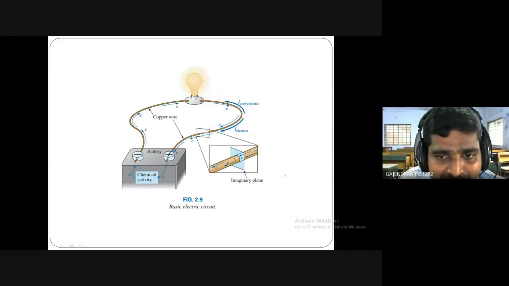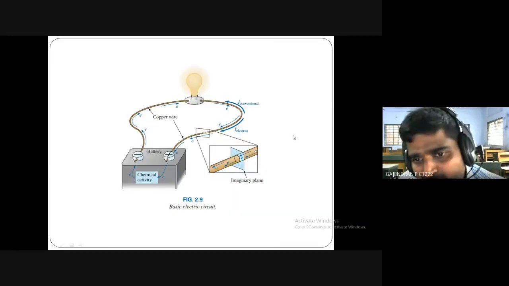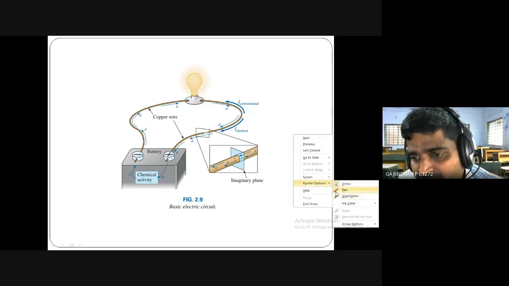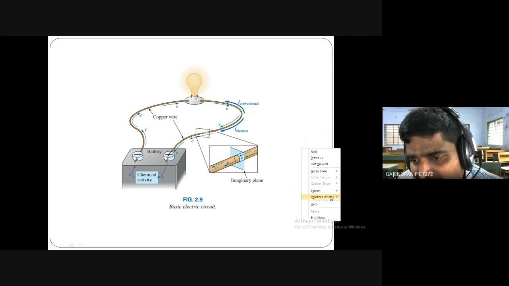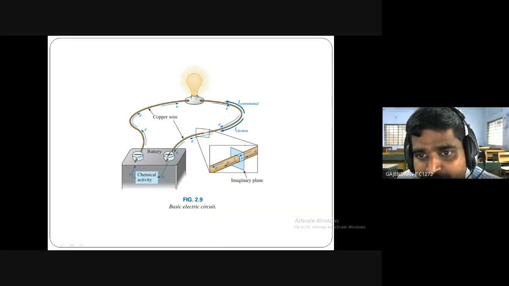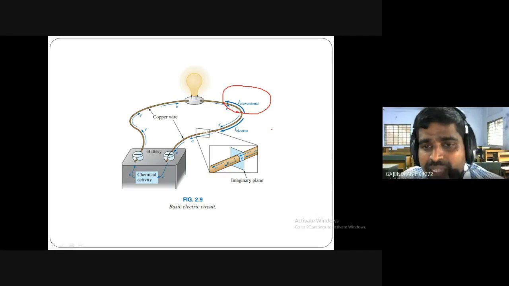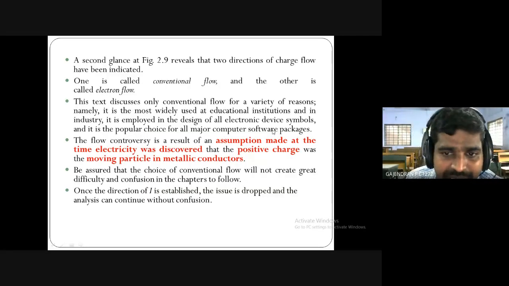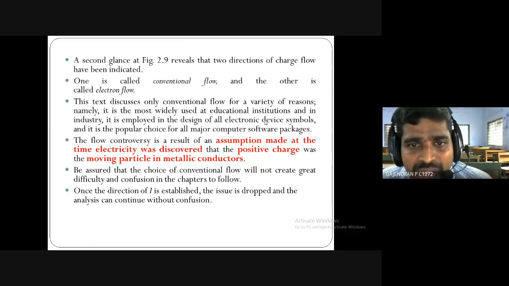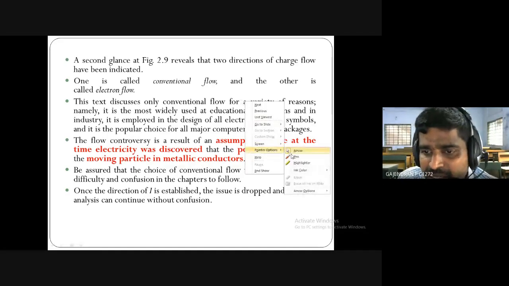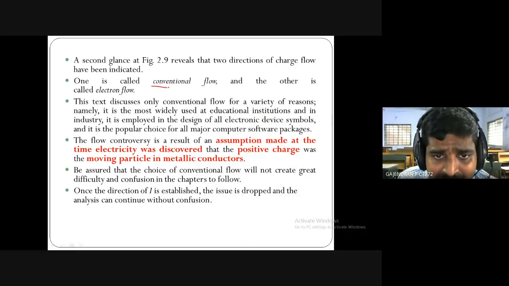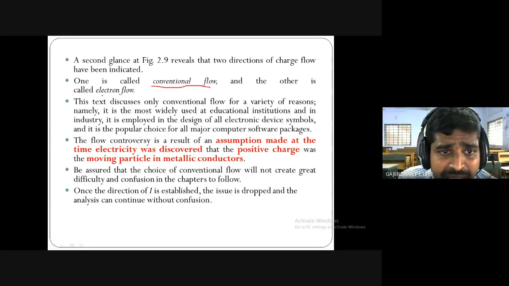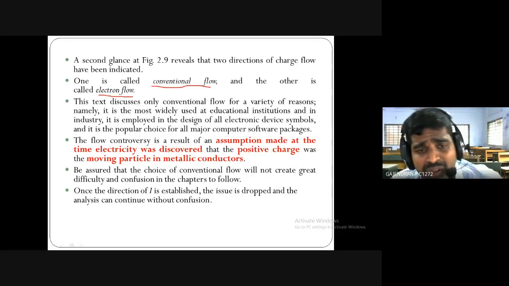In our study, we are going to take only one current flow. Even that particular textbook will focus on only one current flow for the entire discussion in the whole content of the book. So there they are following only the conventional current flow. Why the conventional current flow? That is the question asked by one of the students. This is a statement given in the book. There are two current flows available in circuits: one is the conventional, and the other is the electron flow.